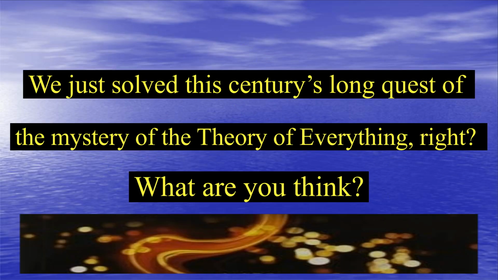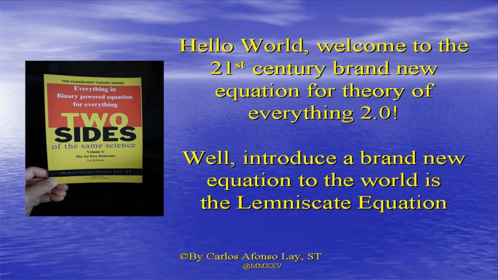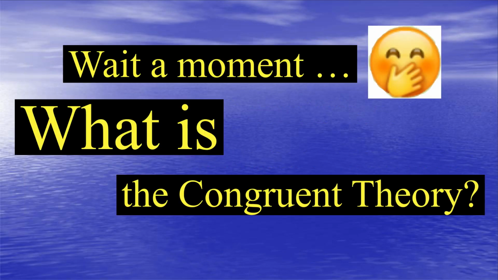We just solved this century-long case of the mystery of the theory of everything, right? What do you think? Hello world, welcome to the 25th century: a brand new equation for theory of everything 2.0, where we introduce a brand new equation to the world, the Leibniz-Cat equation, the binary power equation. Wait a moment.